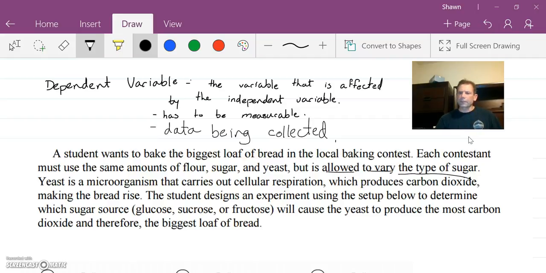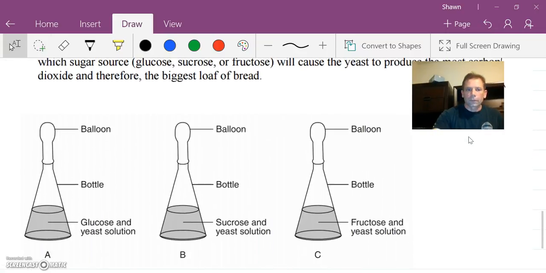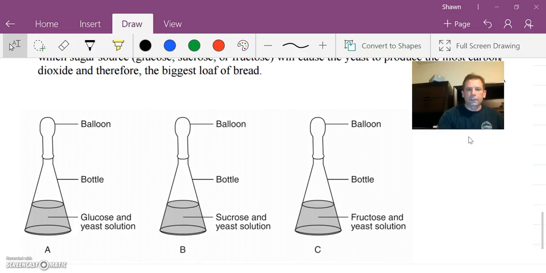Okay, what about the dependent variable? What's the data that they're going to be collecting? The yeast is a microorganism, carries out cellular respiration, produces carbon dioxide. So if we're going to do this experiment, it's going to be basically what is their data that they're collecting, and we can actually scroll down and see the picture of this again. Okay, and basically in this experiment they used a balloon to collect the amount of carbon dioxide, or the gas that's being produced by the yeast. And we want to say that the sugar affected the amount of gas, or at least we think it's going to. And we're going to collect data on that.